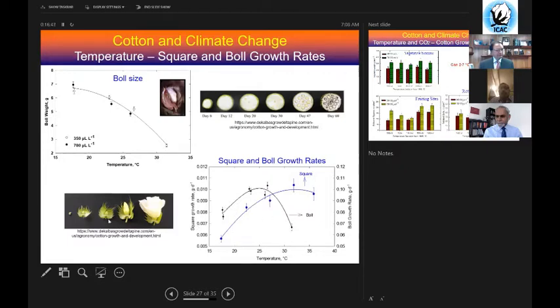And then if you look at the growth rates of these organs, from here to here, you can see the rate of growth, and the optimum temperature varies for each of those organs. This is for the flower development. This is for the fruit development. The optimum temperature is around 24, 25 degrees. For square development, the optimum temperature is around 30, 32 degrees. And the fruit growth response to temperature is very critical. Any change in temperature will have a drastic effect on fruit growth, because it declines linearly at high temperatures starting from 25 degrees.